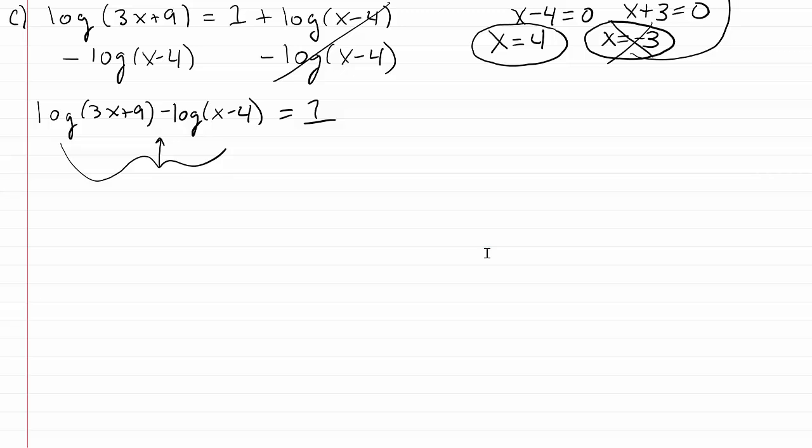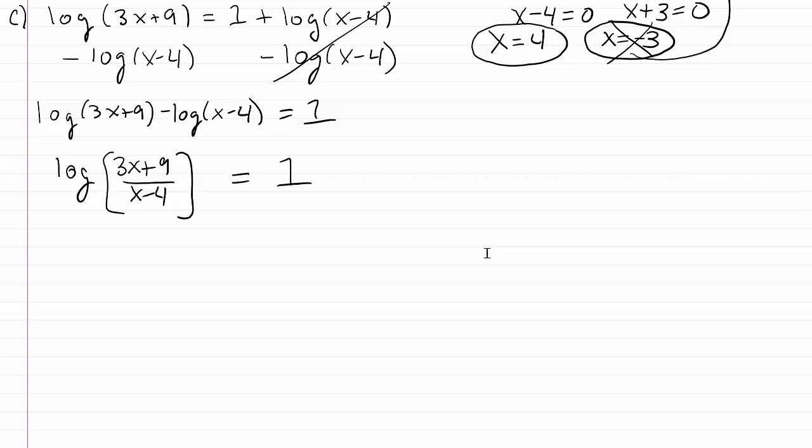Remember that the difference of two logs can be expressed as the log of the quotient. In other words, you're going to rewrite that log just once. So just write log base 10 here, and then divide the two things you were taking the log of before. So it'll be 3x plus 9 divided by x minus 4. And that should be equal to 1.